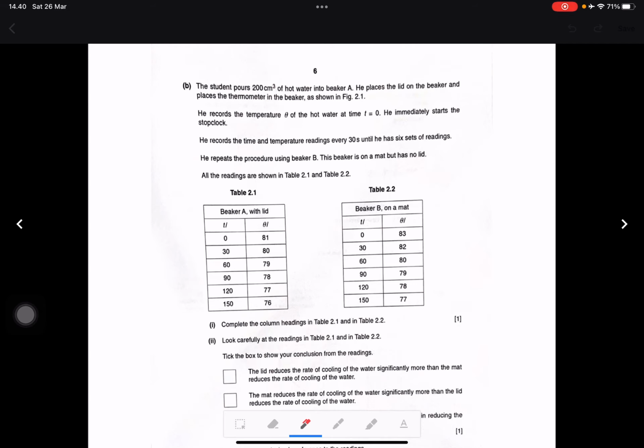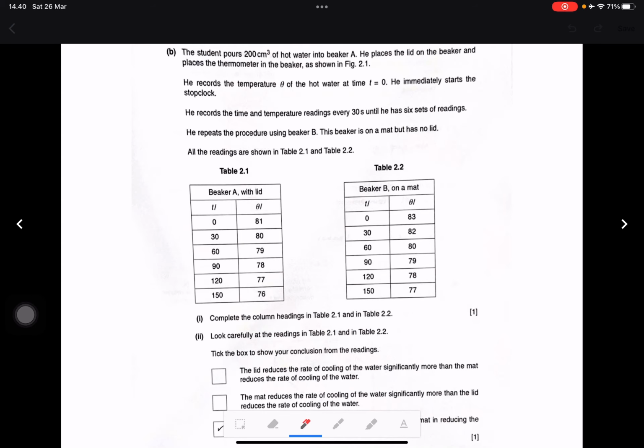B question. The student pours 200 cm³ of hot water into beaker A. He places the lid on the beaker and places a thermometer in the beaker as shown in Figure 2.1. He records the temperature theta of the hot water at time t0. He immediately starts the stop clock. He records the time and temperature readings every 30 seconds until he has 6 sets of readings.